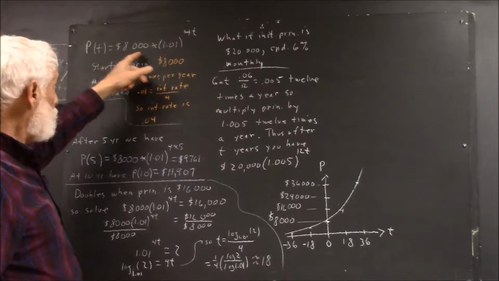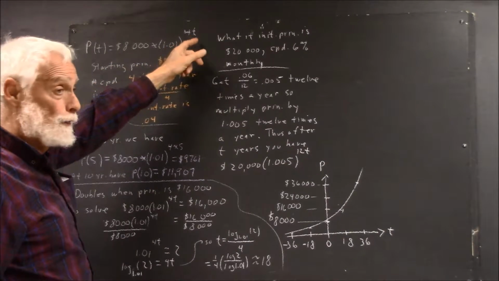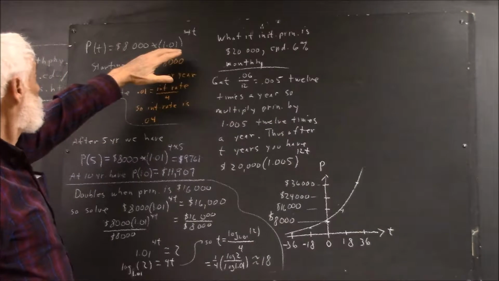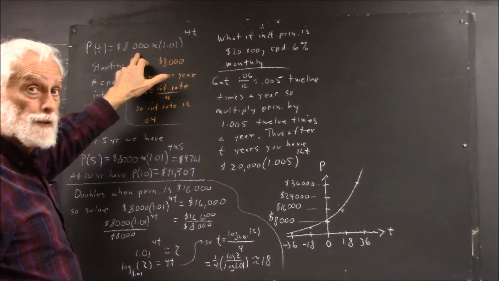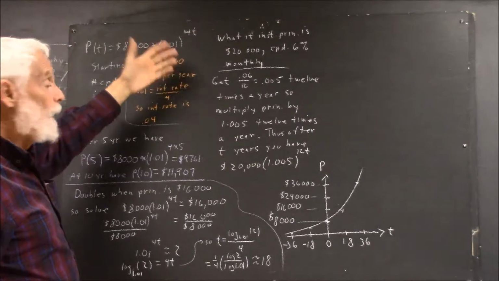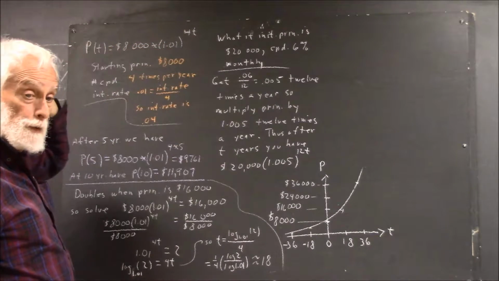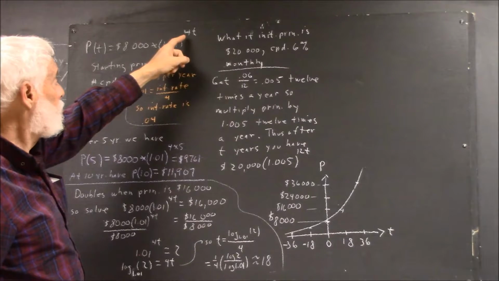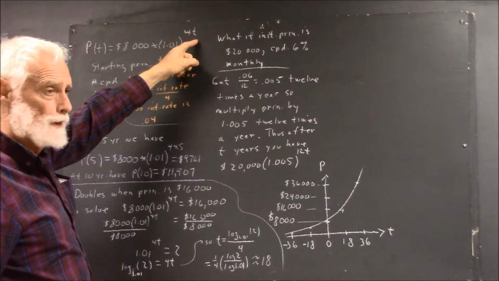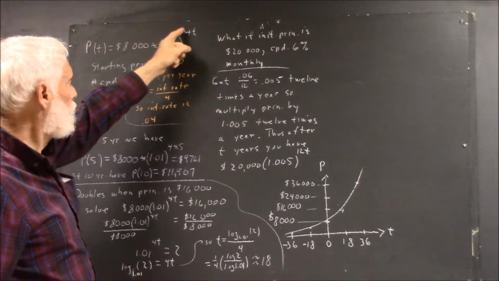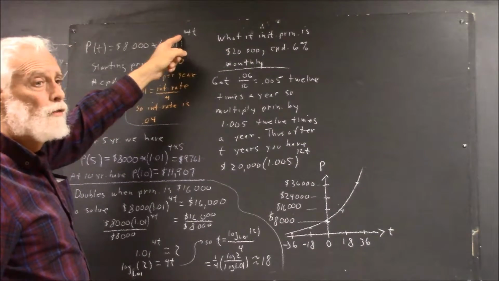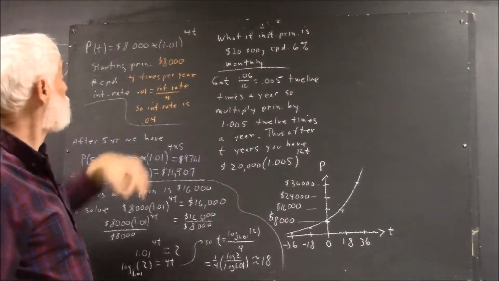So, $8,000 times 1.01 to the 4T. What are our conclusions? What's our initial principal? Well, that's easy. That's the $8,000. How many times are we compounding per year? That's the next easiest question to answer. If T stands for the number of years, then raising this to the 4T means we compound 4 times every year.